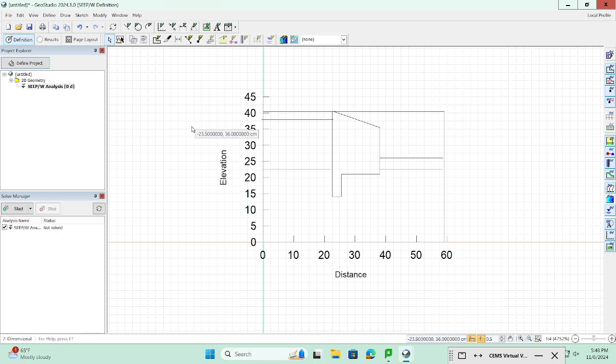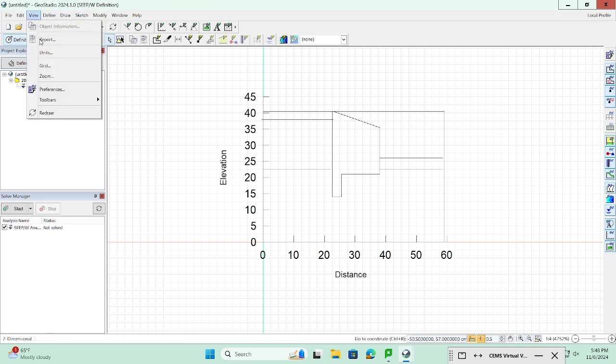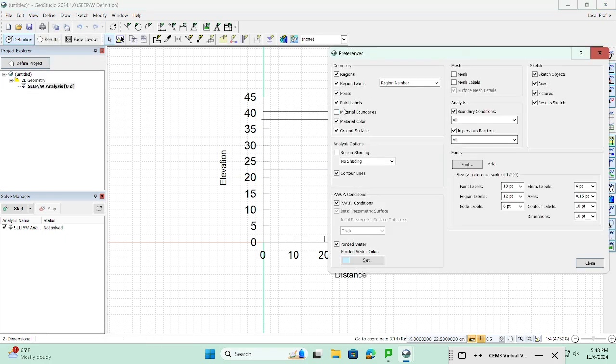Now I can start drawing the region. Okay, so I'm going to start drawing the region. But before drawing the region, it's very important to go to View, Preferences, and click on which one? Yeah, click on point labels. We don't want the point labels, okay? And we don't want the points. Or, if you want them to be seen, you should change the text size to 0.15, okay? So you can change the text size to 0.15 for all these things.